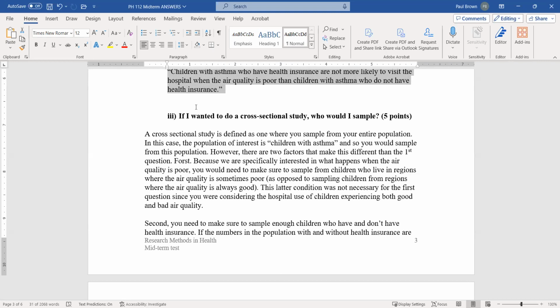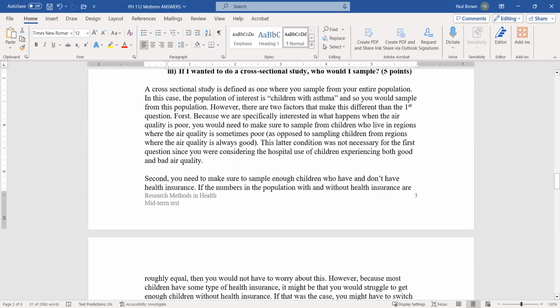Like if you only sampled children with asthma who live in Santa Barbara, the air quality is rarely poor in Santa Barbara, so you wouldn't see any impact on hospitalizations. So you'd have to choose a sample of children with asthma where the air quality is bad, so that you could see enough hospitalizations.